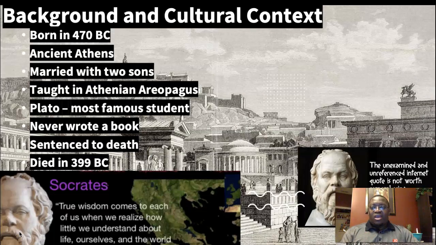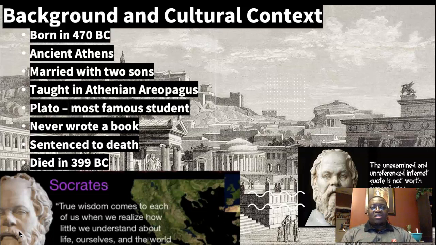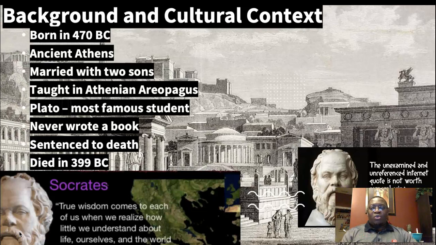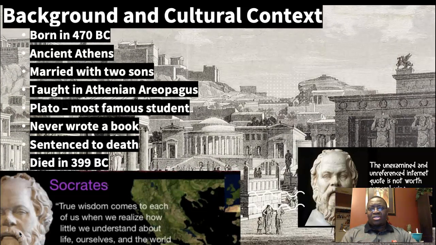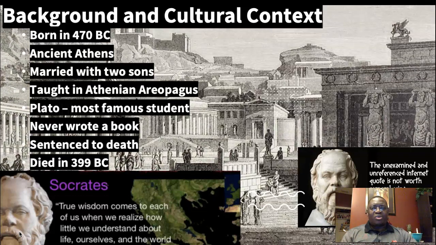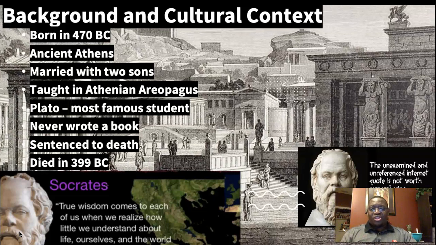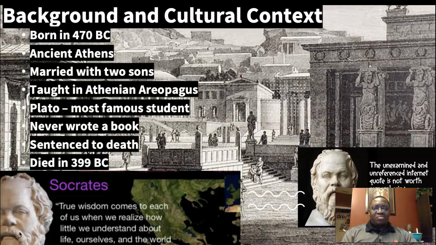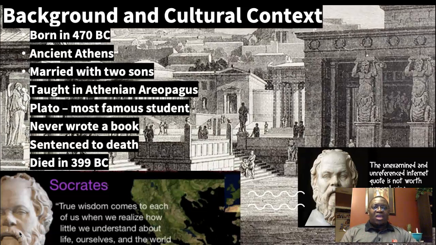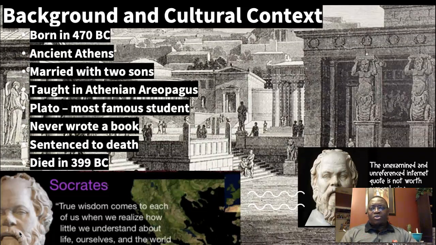The interesting thing with his background is that Socrates was born in ancient Greece, where it was the high times or the times when education and learning and understanding and argument and debate was a major thing. So he was born in 470 BC in ancient Athens, and he ended up being married with two sons, and he taught in the typical Areopagus, where it was an open space and young people came out to listen to some of the thinkers of the day.